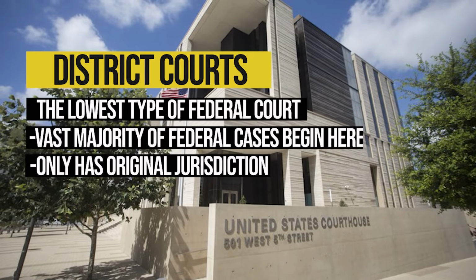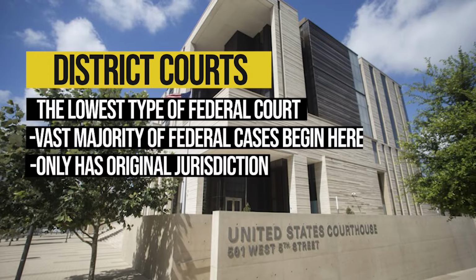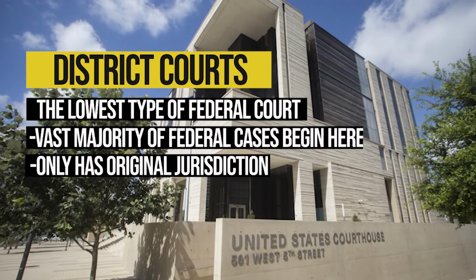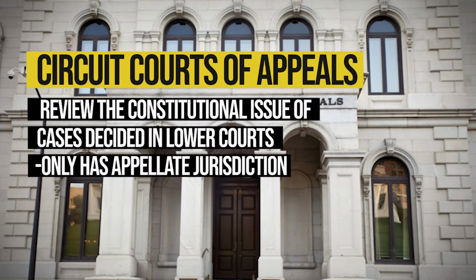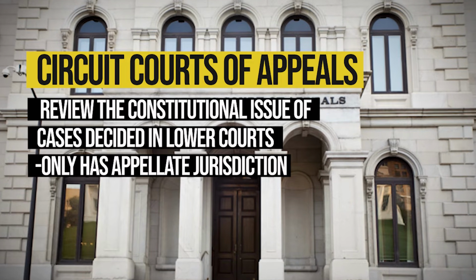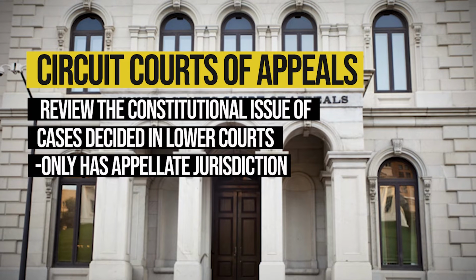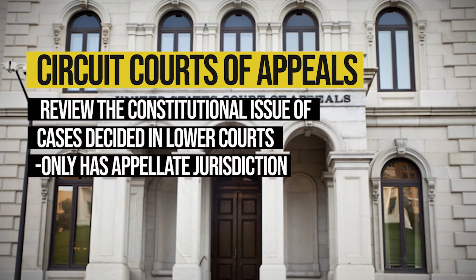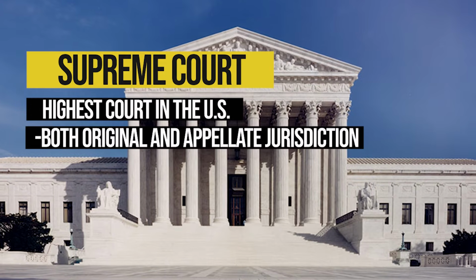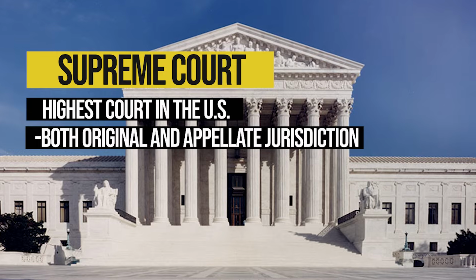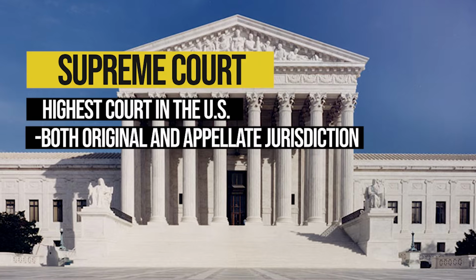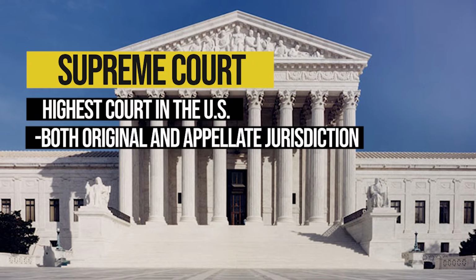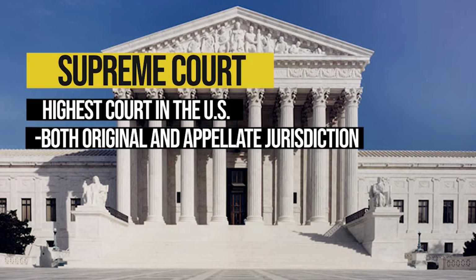District courts are the lowest type of federal court, and this is where the vast majority of federal cases begin. The only type of jurisdiction district courts have is original jurisdiction. Above district courts are circuit courts of appeals. As the name suggests, these courts only have appellate jurisdiction, so they hear appeals of cases that originated in district courts. The Supreme Court is the highest court in the United States, and it has both original and appellate jurisdiction. There are a few types of cases that the Constitution says go straight to the Supreme Court, but honestly you don't need to know them, so I wouldn't worry about that too much, at least in this class.